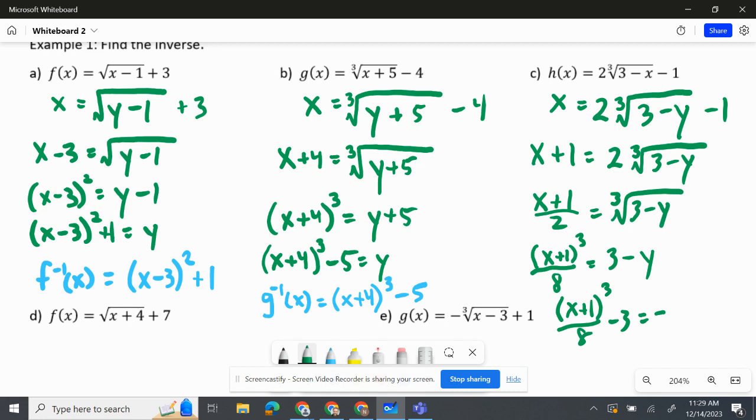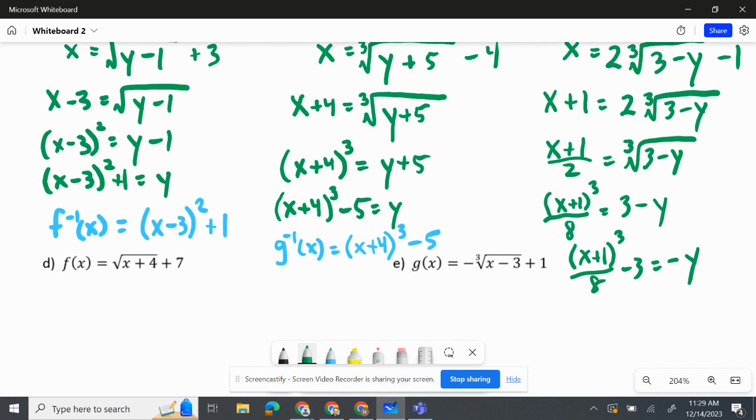And since my y is negative, I'm going to switch all the signs, and I'm going to write it in its formal form. So I'm going to put h of x, and it's the inverse. And when I divide by negative, I get negative x plus 1 cubed over 8, and then I have plus 3.